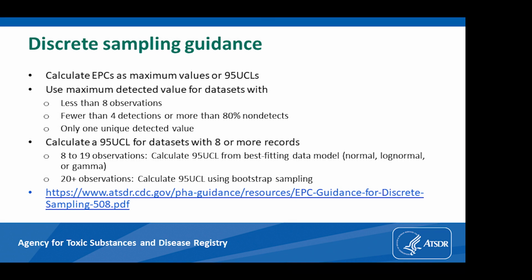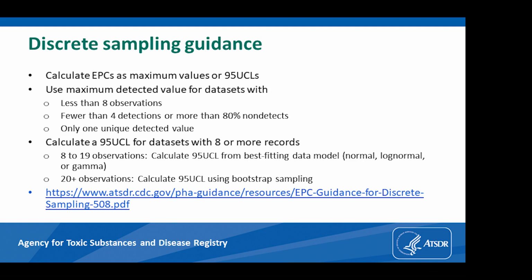So as I mentioned, the program automates steps from these 3 ATSDR guidance documents. The program's main algorithm for calculating EPCs comes from ATSDR's discrete sampling guidance. In that document, there's a step-by-step workflow that health assessors can follow for calculating EPCs as either a maximum value or a 95 UCL. The algorithm accounts for the number of samples analyzed for a contaminant, the frequency of contaminant detections, and for certain data sets, the distribution of the contaminant data.